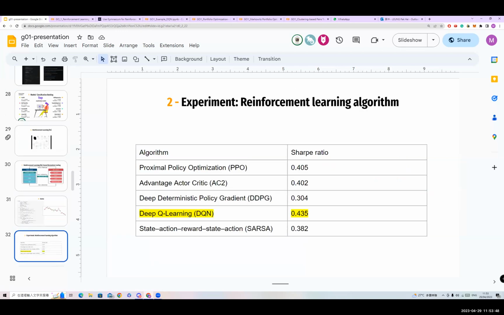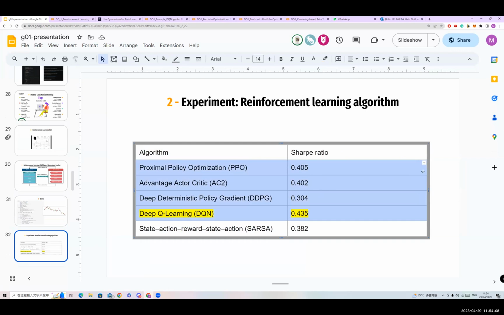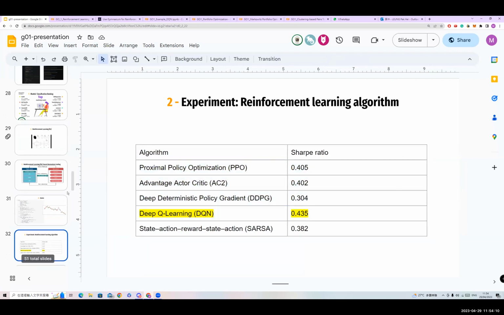So here is the comparison based on the Sharpe ratio. I tried different reinforcement learning algorithms. The higher the Sharpe ratio, the higher the performance. We can see the deep Q learning reinforcement learning algorithm has the highest Sharpe ratio, but you can see the threshold is just 0.4, which is not a good strategy.